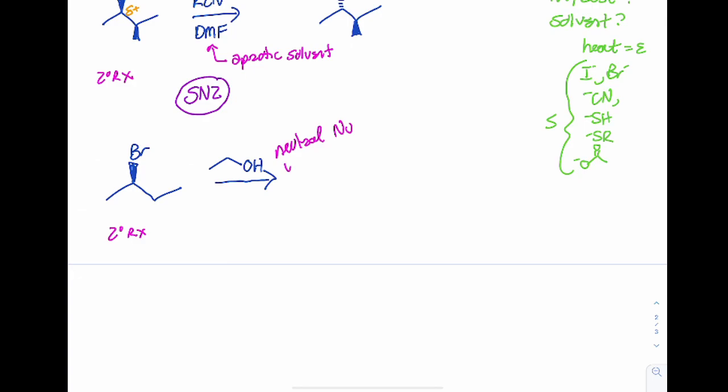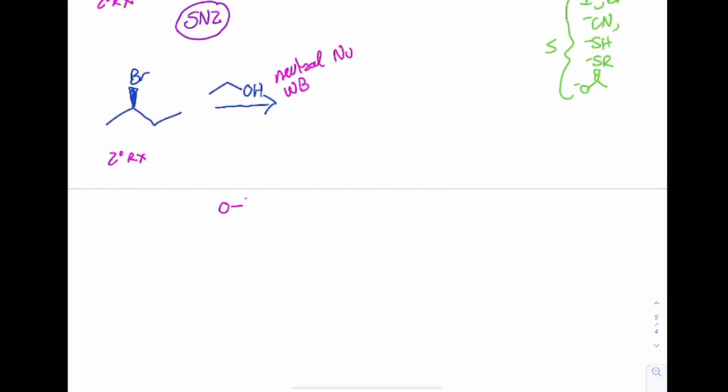It is a weak base, right? My alcohol, just like water. If we look at water, remember water is amphoteric. It can gain a proton and form hydronium ions. It can also lose a proton and form hydroxide ions. So it can act like an acid and a base. And alcohol is very similar.